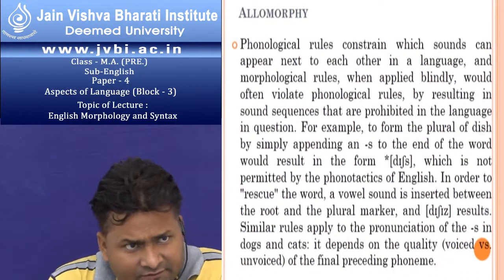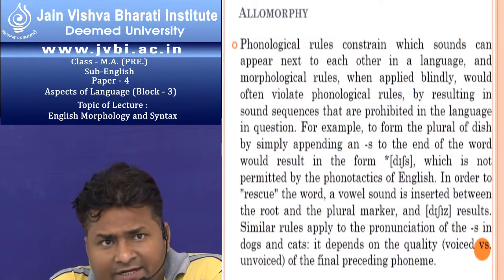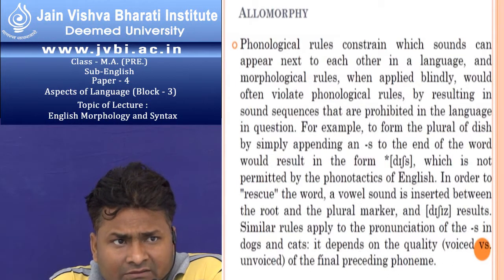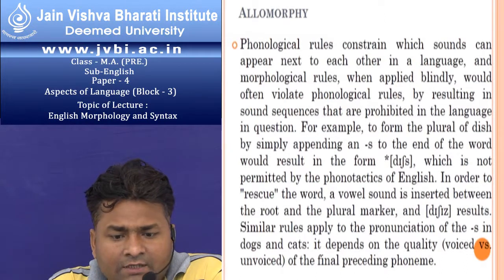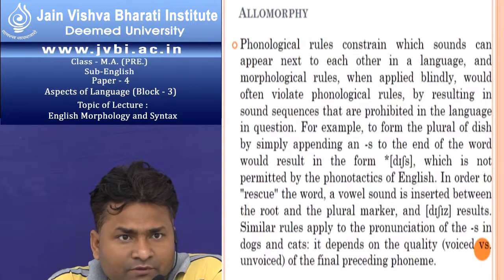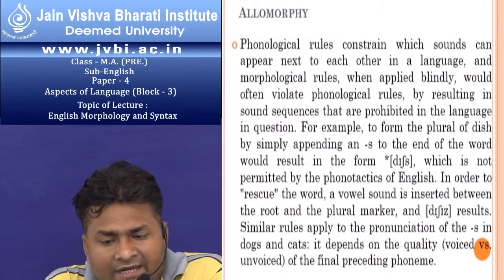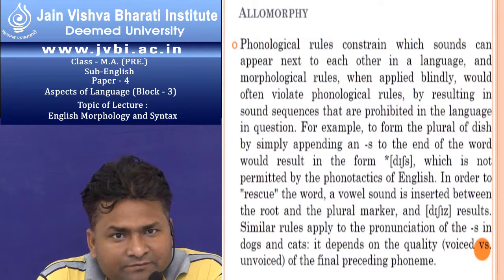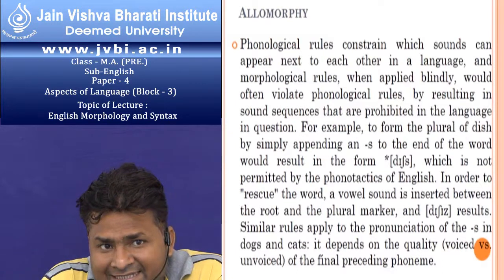Further we go for it. Phonological rules constrain which sounds can appear next to each other in a language. And morphological rules, when applied blindly, would often violate phonological rules, resulting in sound sequences that are prohibited in the language in question. For example, to form the plural of dish by simply appending an S to the end of the word would result in the form dishs, which is not permitted by the phonotactics of English.